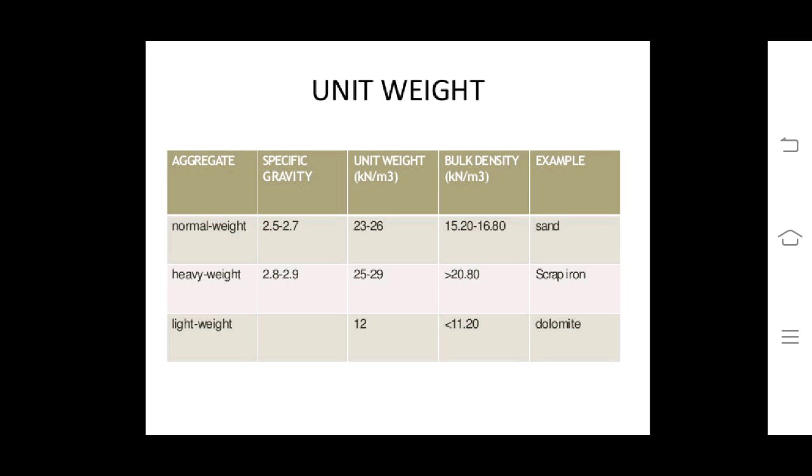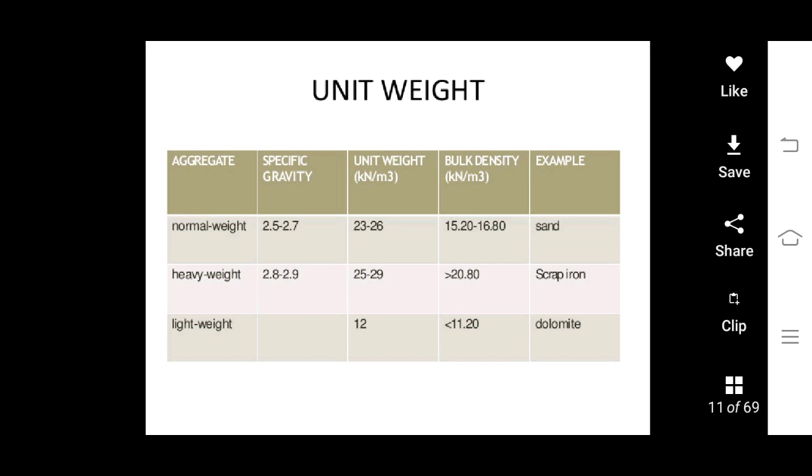For the classification based on unit weight, the aggregates are classified as normal weight, heavy weight, and light weight. This chart shows the various properties like specific gravity, unit weight, bulk density, along with examples of these types of aggregates. The normal weight aggregates have specific gravity ranging from 2.5 to 2.7, unit weight of 23 to 26 kilonewton per meter cube, bulk density 15.20 to 16.80 kilonewton per meter cube, and the best example is sand.